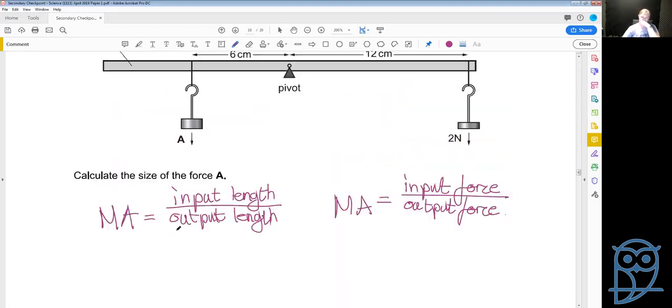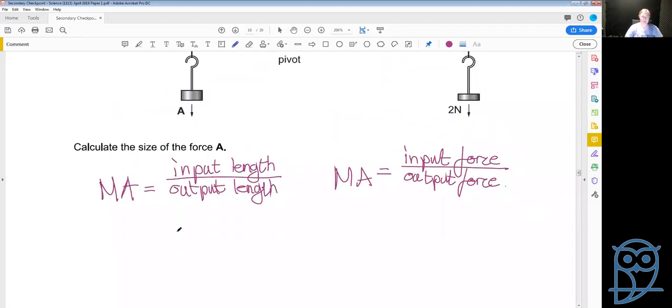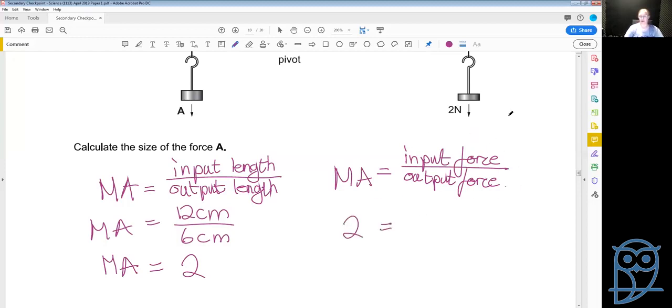So let's go do that. Our input length is 12 centimeters, and our output length is 6 centimeters. So our mechanical advantage here will be 2. So now we know what our mechanical advantage is, and we can look at this formula. We know our mechanical advantage is 2. Our input force is 2 newtons. And our output force, we still need to calculate, so we can put an x over here so that we can work out for x.